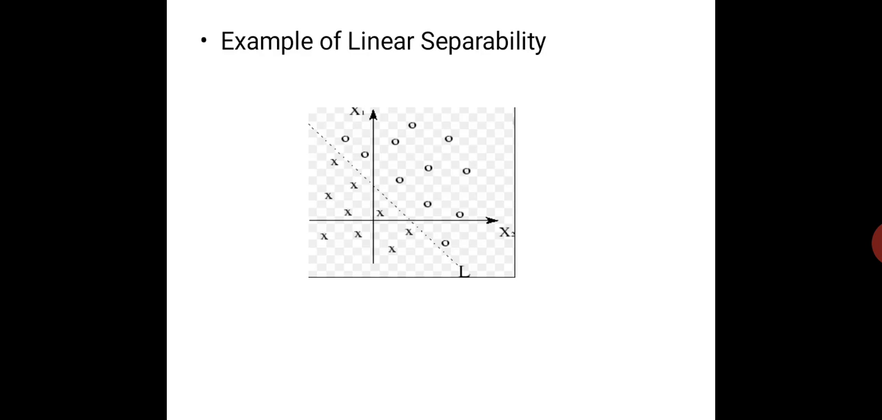See here with the help of the diagram, the bubble is showing positive points and the cross is showing negative points. And here I am able to separate these two classes by using one single dotted line, which is called linear separability.